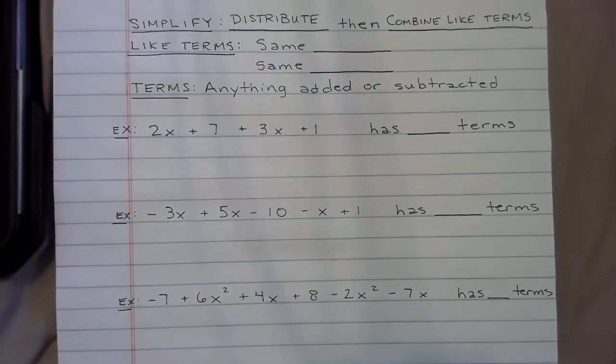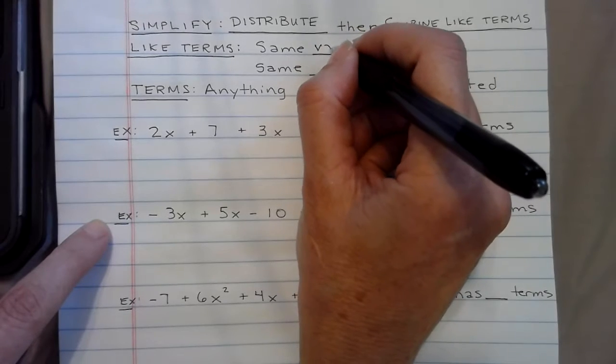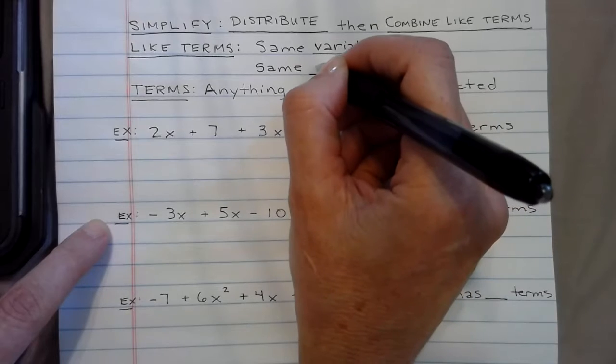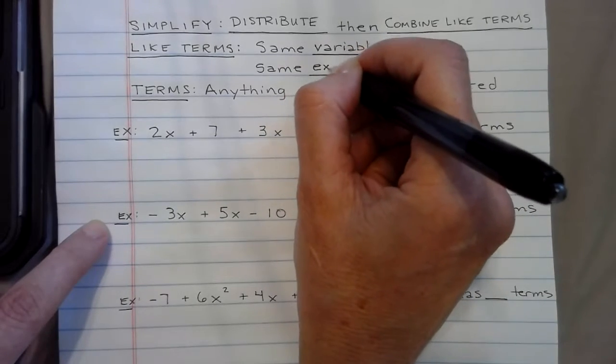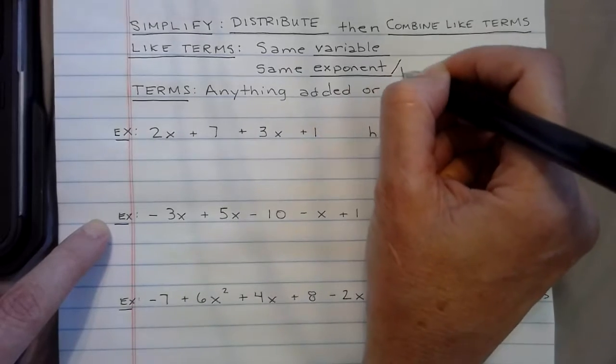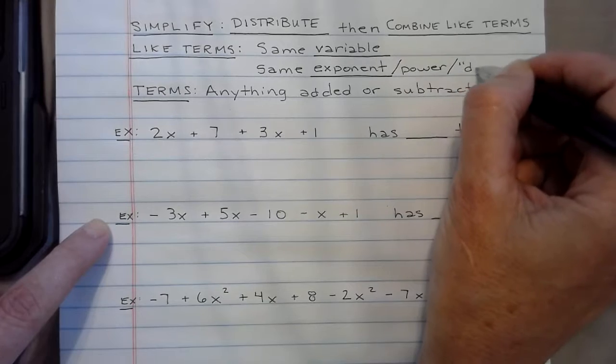Okay, like terms. Oh, what are those? Like terms means that they have the same variable and it's raised to the same power or the same exponent. You'll see power, exponent. You'll even see some people refer to it as what degree is that.